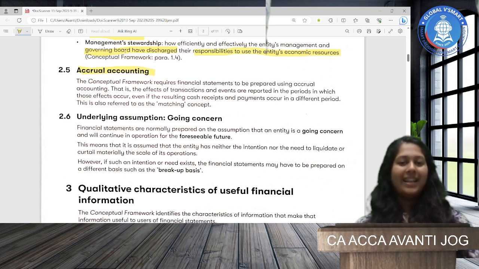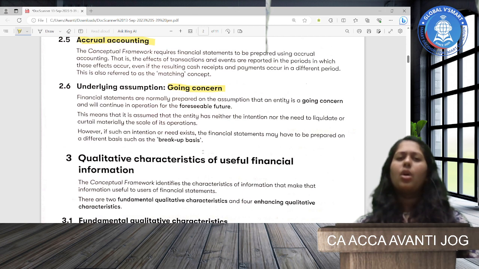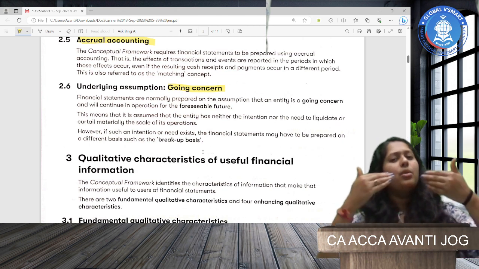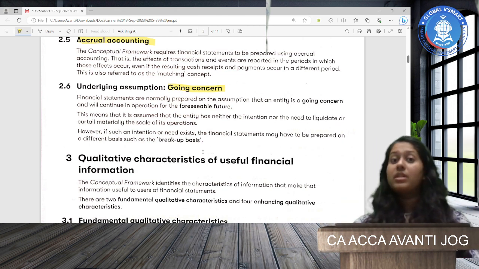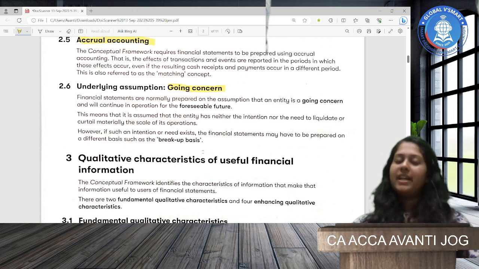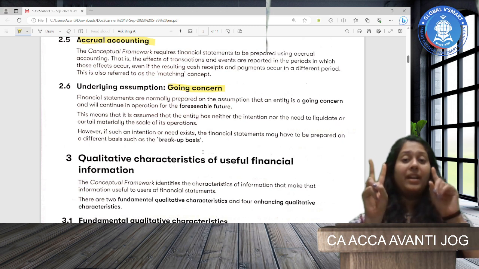Okay, now the next concept is going concern. Now, I'm sure that you also are familiar with this concept. Going concern is basically to figure out whether the company has the ability and the intention to carry on its transactions in the foreseeable future. So, what exactly is the foreseeable future? The foreseeable future is a period of next 12 months. Okay, for simplicity, we have taken the foreseeable future as 12 months.